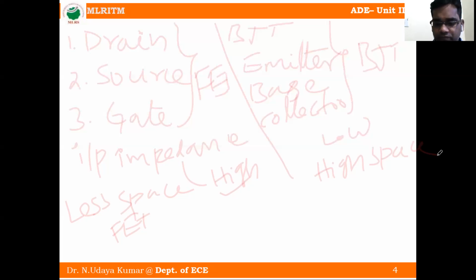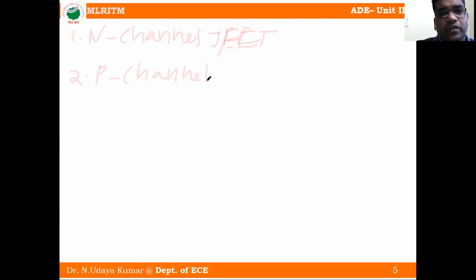You can observe, the junction FET is of two types. One is N-channel JFET. Next one is P-channel JFET. FET is a unipolar device.